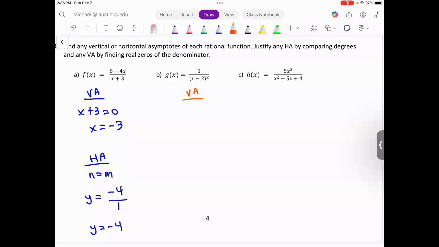For the next one, 1 divided by x minus 2 squared, again we'll set that denominator equal to 0. Here, we don't have to worry about the squared. It's not going to make any difference. So we know we have a vertical asymptote at 2. For the horizontal, here our numerator degree is less than our denominator degree. Whenever this happens, we always have a horizontal asymptote at y equals 0.